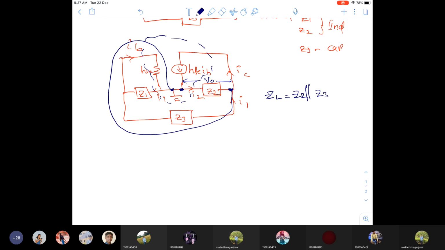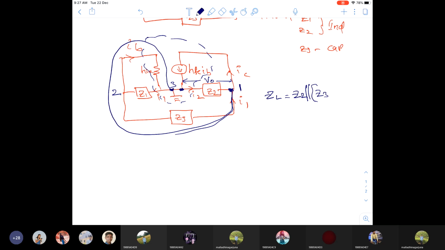So Z2 is connected to this. Let us say this is node one, this is node two, this is node three. Z2 is connected between node 1 and node 3, and the parallel connection we also have to take from node 1 to node 3. So from here to here we have to take.